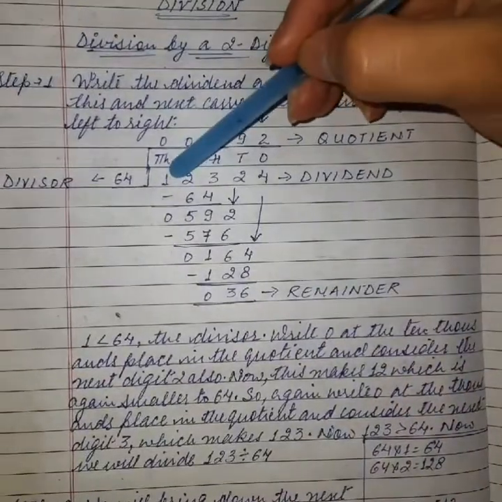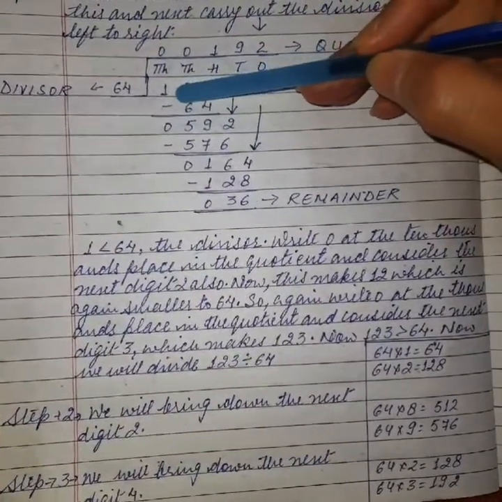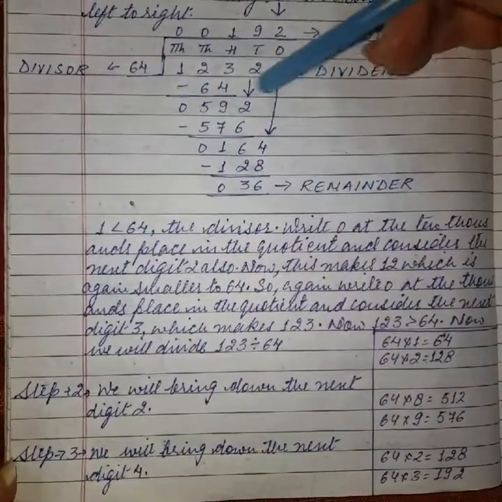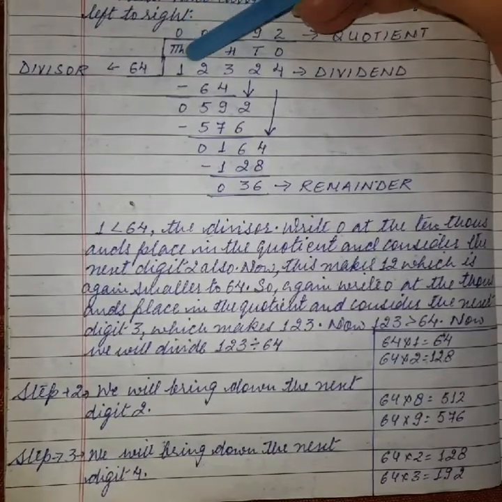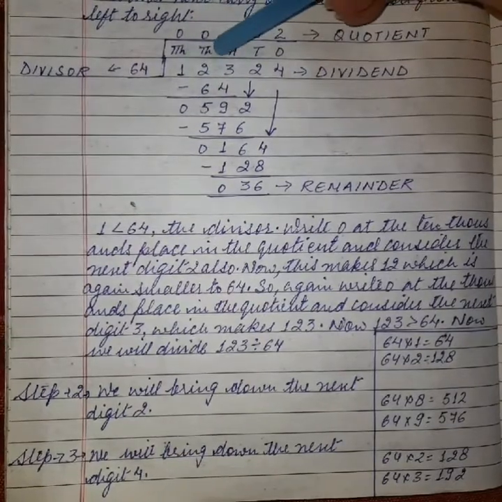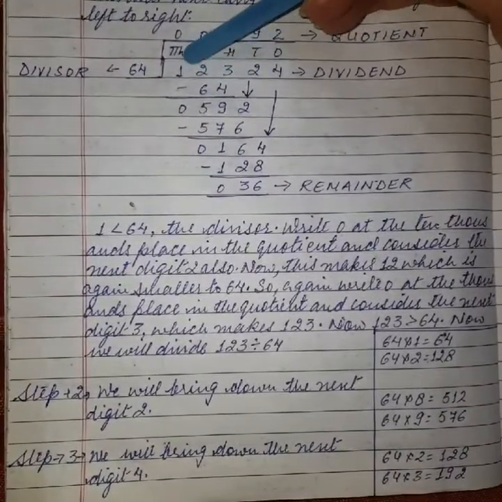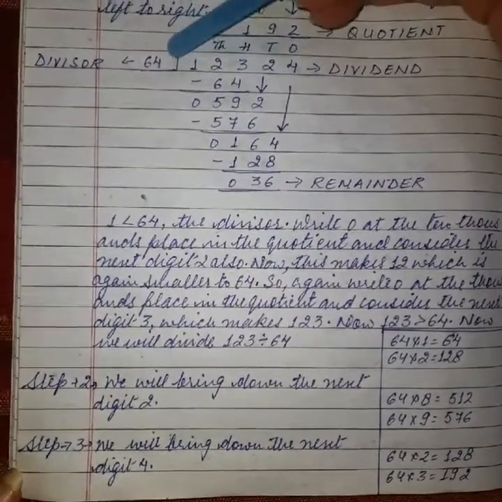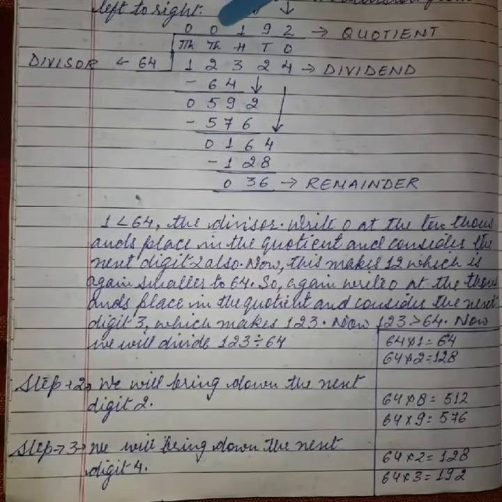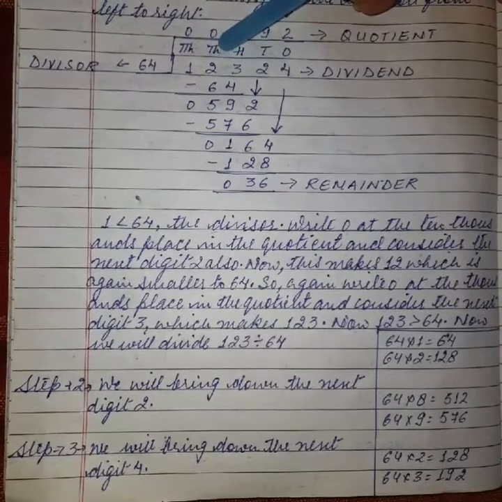Now, first we'll see the first digit at the 10,000 place. This is 1. As we all know, 1 is smaller than 64, which is our divisor. So we'll write a 0 in the quotient at the place of 10,000. Now, we'll consider the next digit, that is 2. 1 and 2 will make 12. Again, 12 is smaller than 64, our divisor. So again we'll put a 0 in the quotient at the place of 10,000.